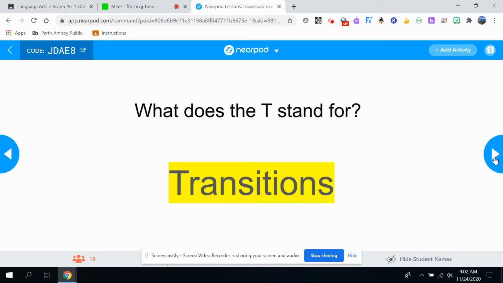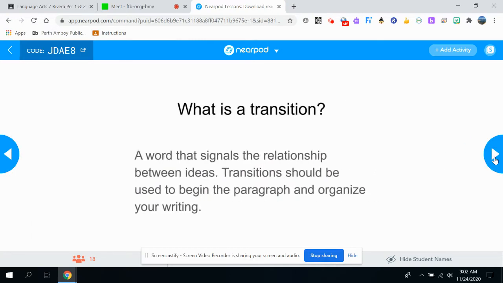The T stands for transitions. We've gone over transitions in the narrative. It's a word that signals the relationship between ideas. A transition should be used to begin the paragraph, and it organizes your writing. You can use transitions in other parts, but if you're writing an argumentative essay, the transition is going to be the first thing that you see.